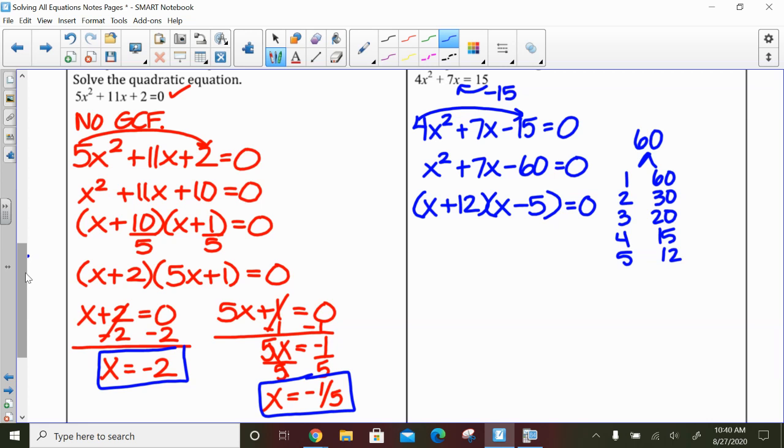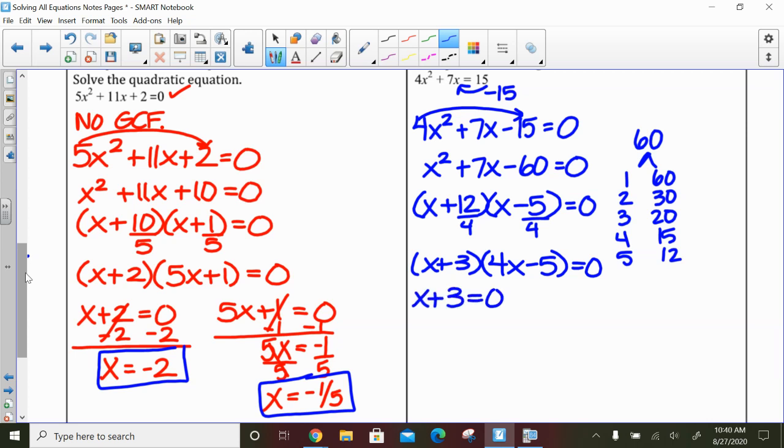Now I multiplied by 4 in the beginning. I got to come back and divide by 4. 12 divided by 4 is 3. So I have x plus 3 on this side. 5 divided by 4 cannot do, so I bring my 4 up with the x. And set it equals 0. Now I'm going to take each piece, set them equal to 0, and solve.